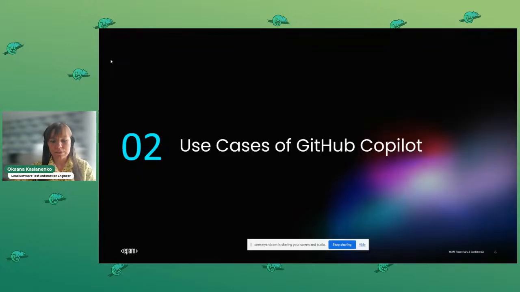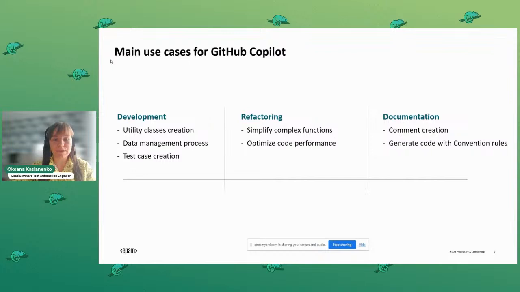And let's move to the next topic. It's the main use cases for GitHub Copilot. I would like to emphasize only three of them. There are others, but these are the main ones. The first one is of course development. Copilot is very useful when you try to create some utility classes, when you try to make some calculations, do some repetitive tasks like test case creation, etc.